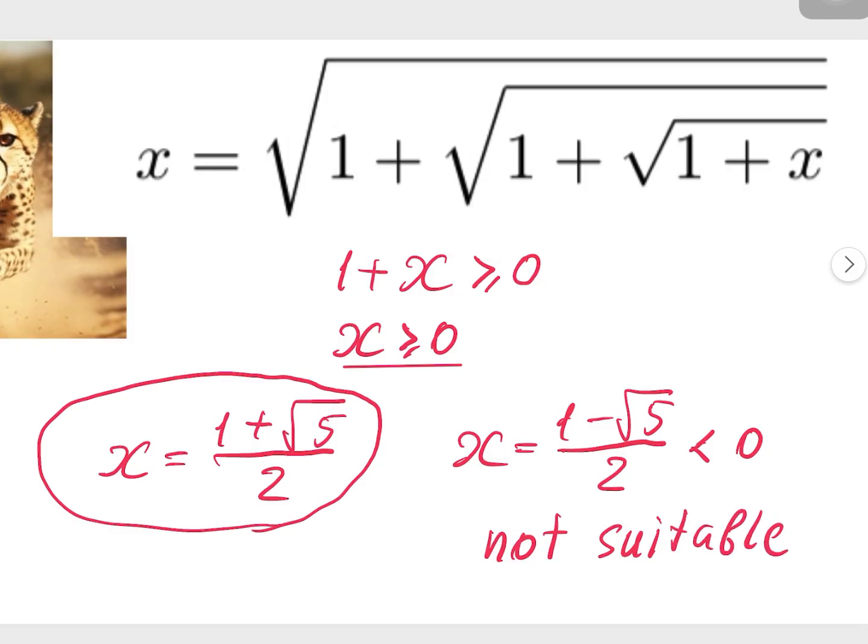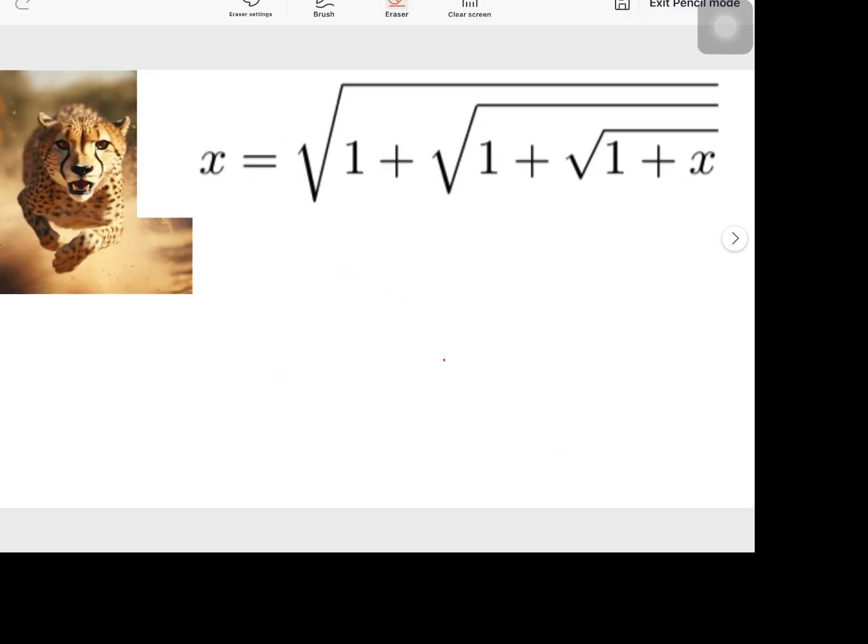So it means that we have only one suitable solution: 1 plus square root of 5 over 2. So we solved our equation, but I'm wondering if this solution, x equals 1 plus square root of 5 over 2, would be suitable for this equation, because if you substitute here x instead of x, 1 plus square root of 5 over 2, the equation looks crazy.